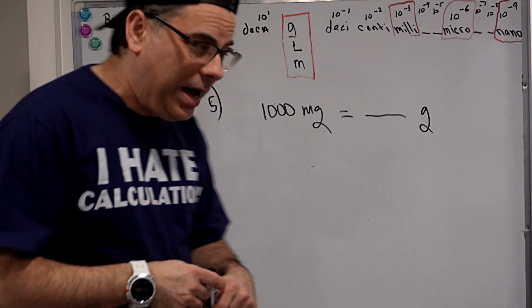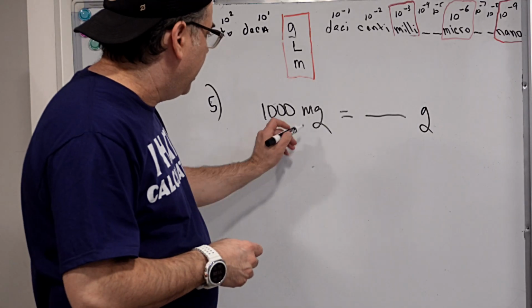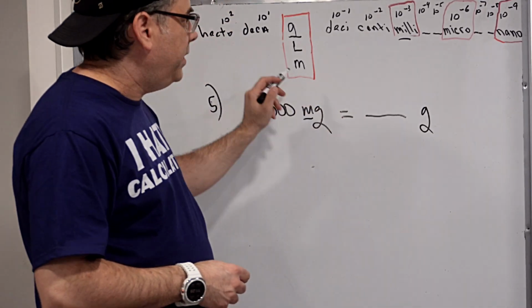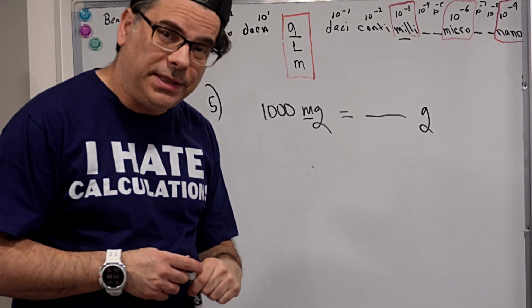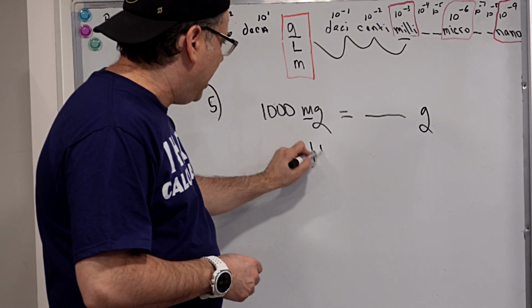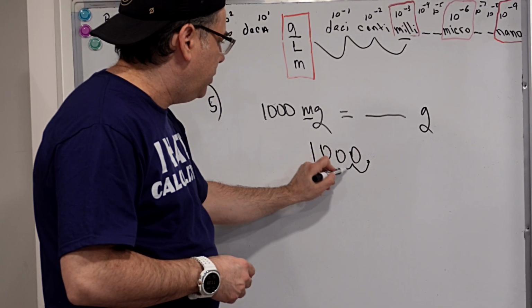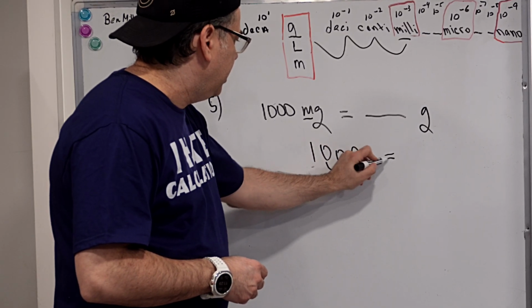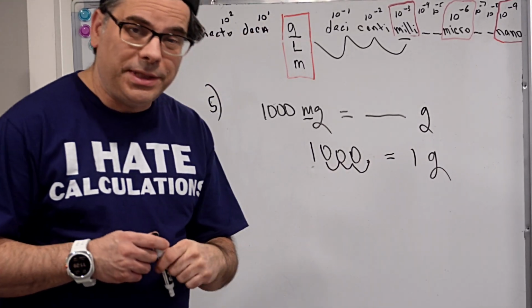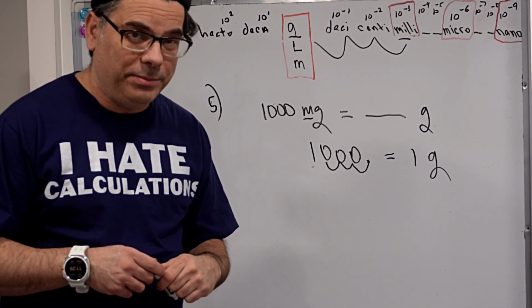Okay, question number 5. 1,000 milligrams is equal to how many grams? Again, M for milli. So milli is here, gram is over here. So we move 3 spaces to the left. 1, 2, 3. So you have 1,000, and then you go 1, 2, 3. So the answer is 1 gram. 1,000 milligrams is 1 gram. Again, you should always know that 1 gram equals 1,000 milligrams.